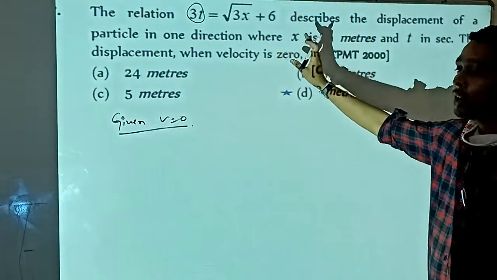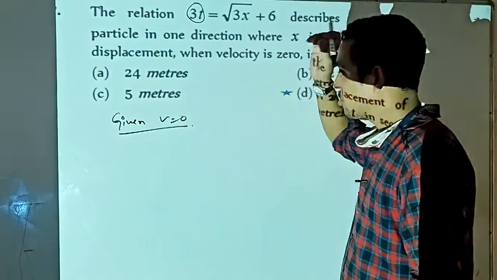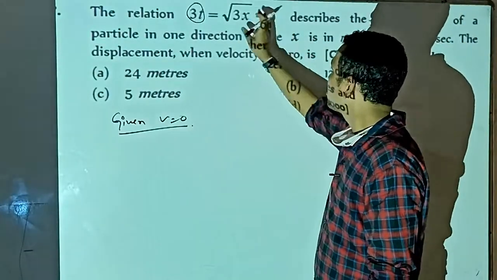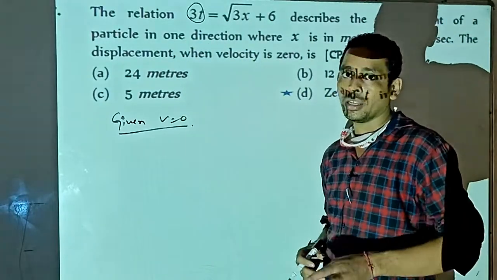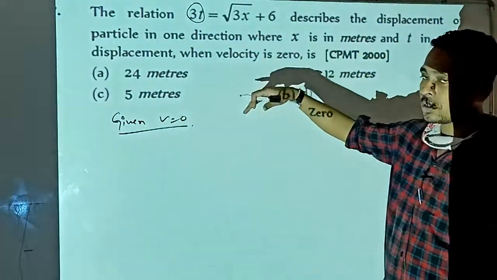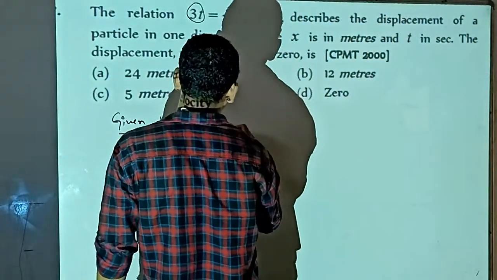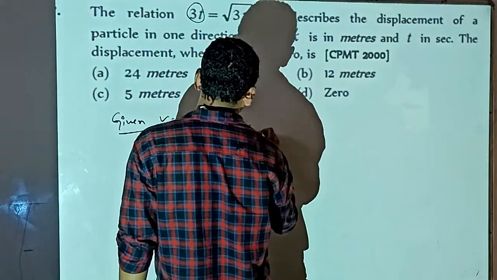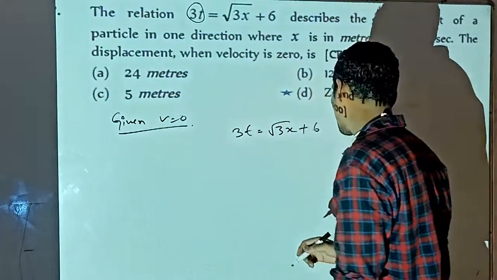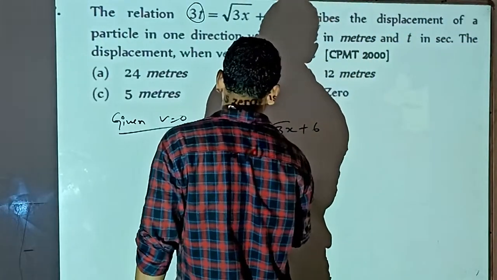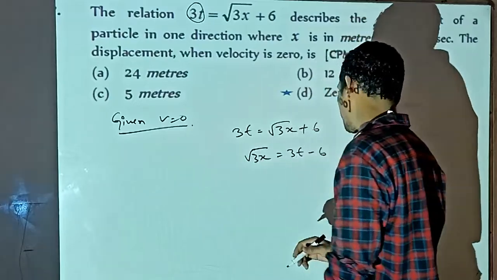There is no specific formula that you can relate to this one, but you have to make this relation in terms of x, not in terms of t, since you don't have any relation which gives you the velocity in terms of t, right? So anyway, since given 3t = √(3x + 6), we can also write √(3x) = 3t - 6, right?